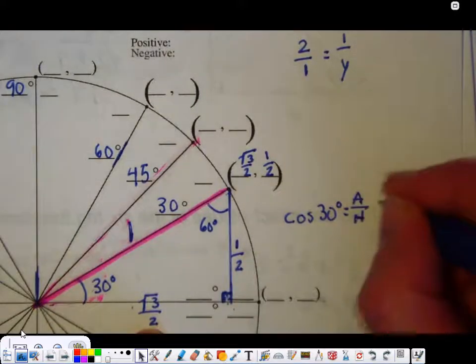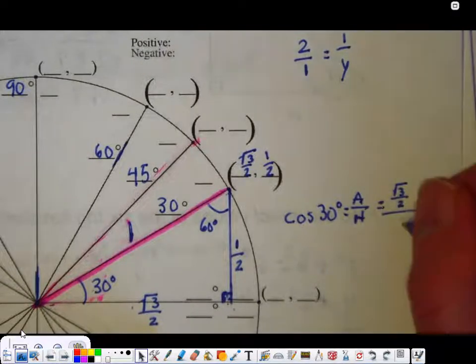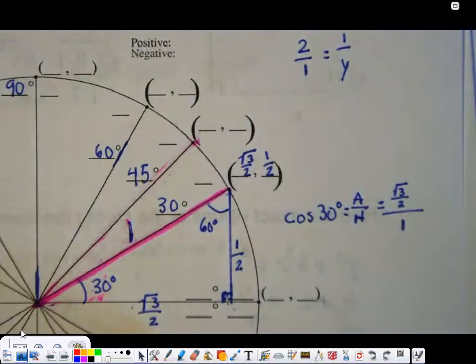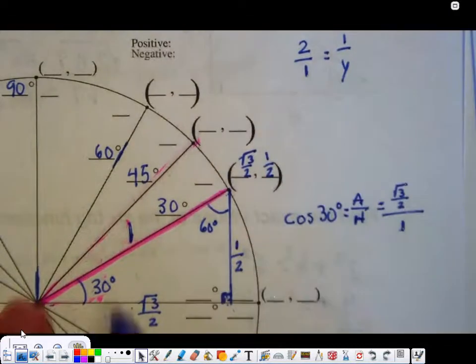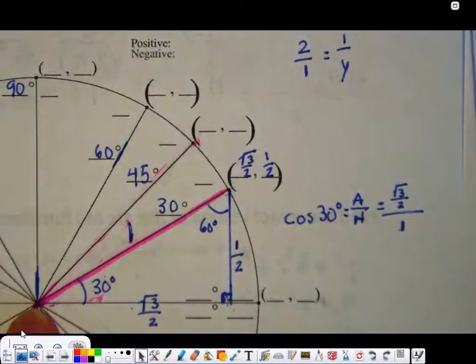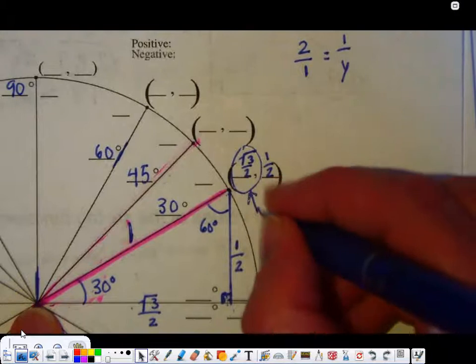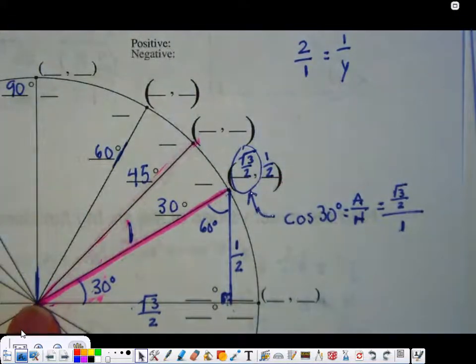So that would be the square root of 3 over 2. And what's the hypotenuse? 1. So it's just the square root of 3 over 2. Okay, so what happens is, because cosine is always adjacent over hypotenuse, for all three of these, what's my hypotenuse going to be on my triangles? 1. So if your hypotenuse is 1, then adjacent over hypotenuse is always just going to end up being the adjacent, because it's adjacent over 1. So this x value, when we figure it out, is always going to represent the cosine of that angle, just by knowing that.